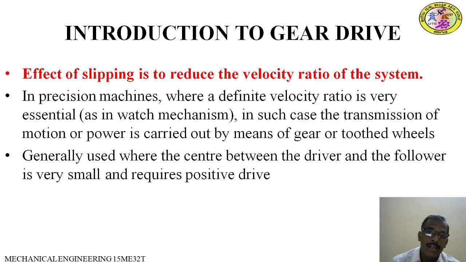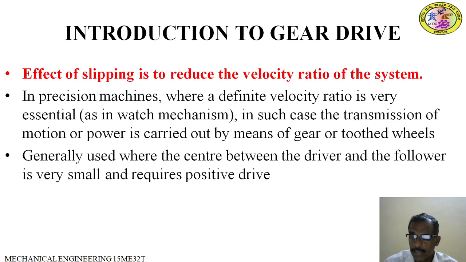Whereas on the driven side, the belt will move without carrying the driven pulley or follower. So slip is moving without carrying the other part. The effect of slip is to reduce the velocity ratio of the system.